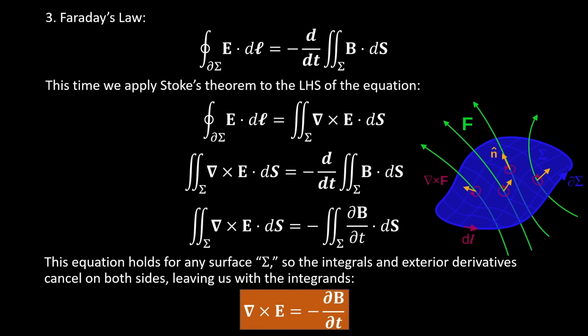So this tells you if you have an electric field, its curl or rotation, depending on what you want to call it, is the change of the magnetic field over time.